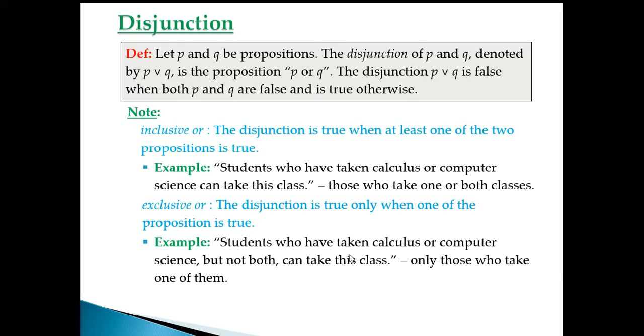So what does it mean? It means that only those who take one of them can attend the class. So this type of proposition is the exclusive or, and the earlier type of proposition is the inclusive or. This disjunction definition shows the inclusive or.